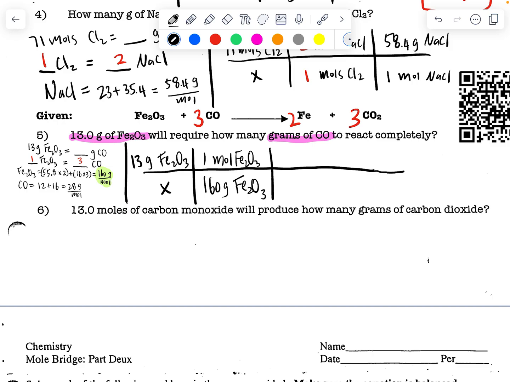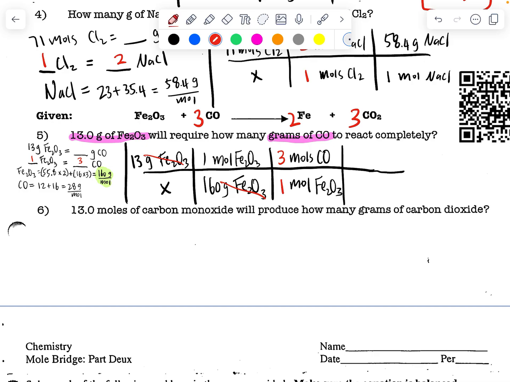Now I have everything in terms of moles of Fe2O3 because these two units go away. Okay, now I can finally use the mole bridge so that I can convert from Fe2O3 to CO. We're going to do that right here in the next set. And the mole bridge tells me that for every 1 mole of Fe2O3, that gives me 3 moles of carbon monoxide. I'm going to use a different color so that you can see where I got these red numbers from, to the left side.